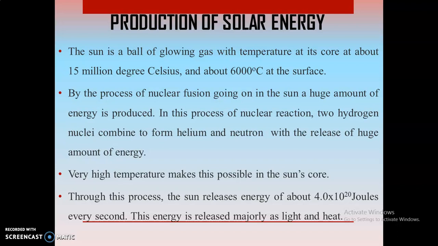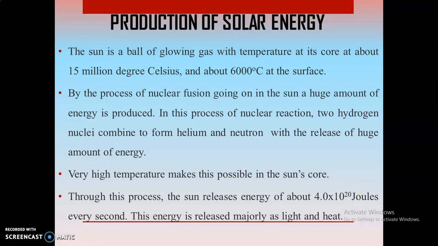Now, generally, we look at nuclear fusion as the combination of light elements, where we have smaller elements fusing, coming together, joining together to form a heavier element. Now, as this goes on in the sun, it releases an enormous amount of energy, which is about 4.0 times 10 to the power 20 joules of energy every second. I'll take that again.